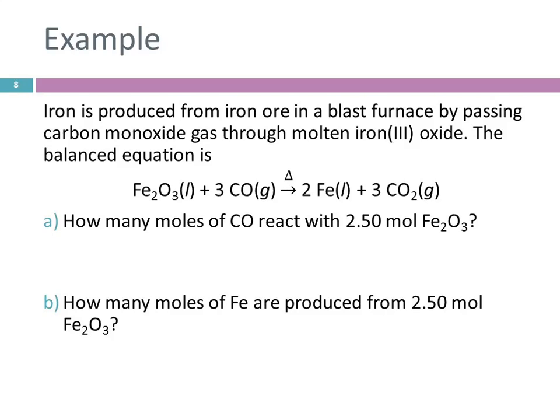So this one's a little more complicated. Iron is produced from iron ore in a blast furnace by passing carbon monoxide gas through the molten iron 3 oxide, and there's the balanced chemical equation. How many moles of carbon monoxide will react with 2.5 moles of the iron 3 oxide? We're going to approach this using unit analysis. So we are given number of moles of Fe2O3, and they're asking for moles of carbon monoxide.